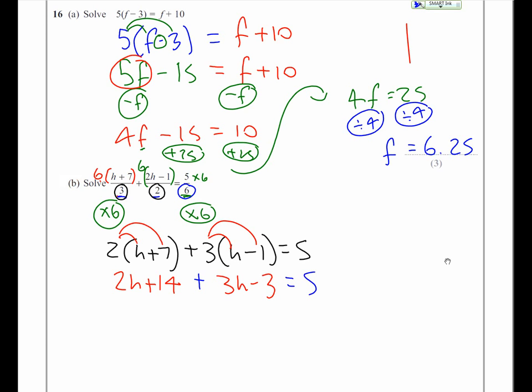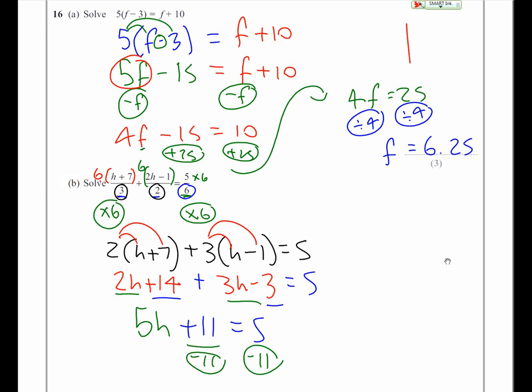Okay, now you can collect like terms. You've got 2h, you've got 3h, that's 5h. You've got 14, you've got take away 3, that's 11, and it equals 5. Yet again, we get one of these equations. So important you can solve these. It's one of the first things I teach in algebra.